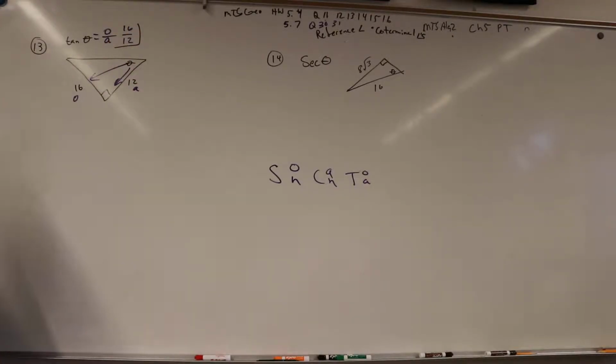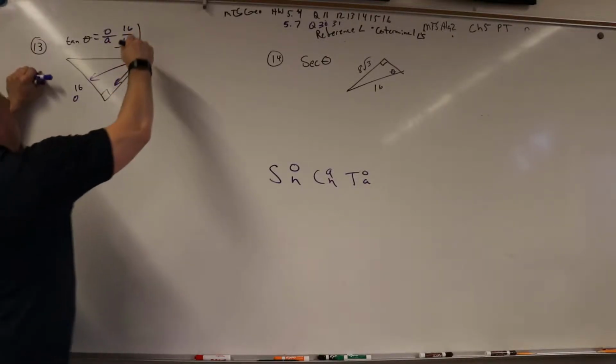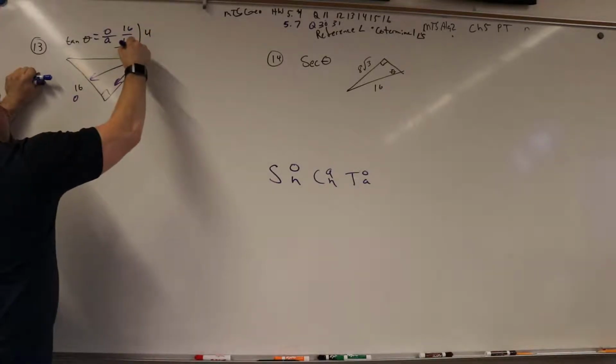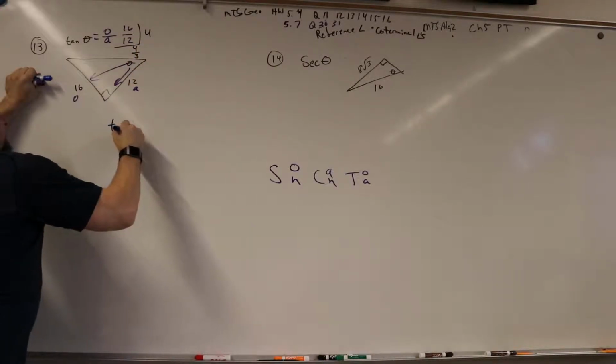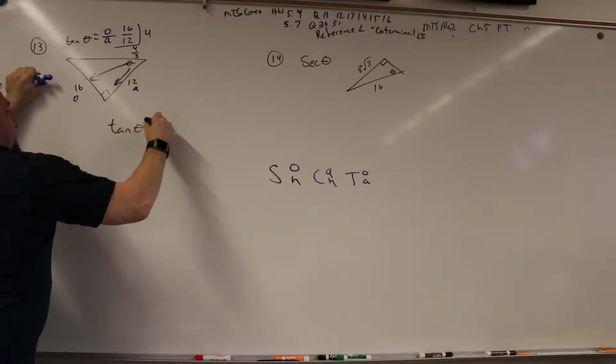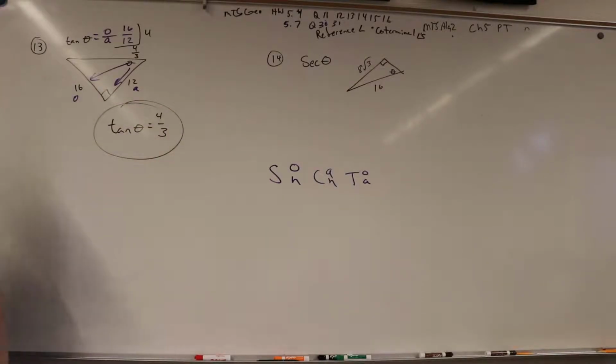What goes into 16 and 12? 4. How many times? 4 over 3. So that means tangent of theta is equal to 4/3. That's it. Cake.